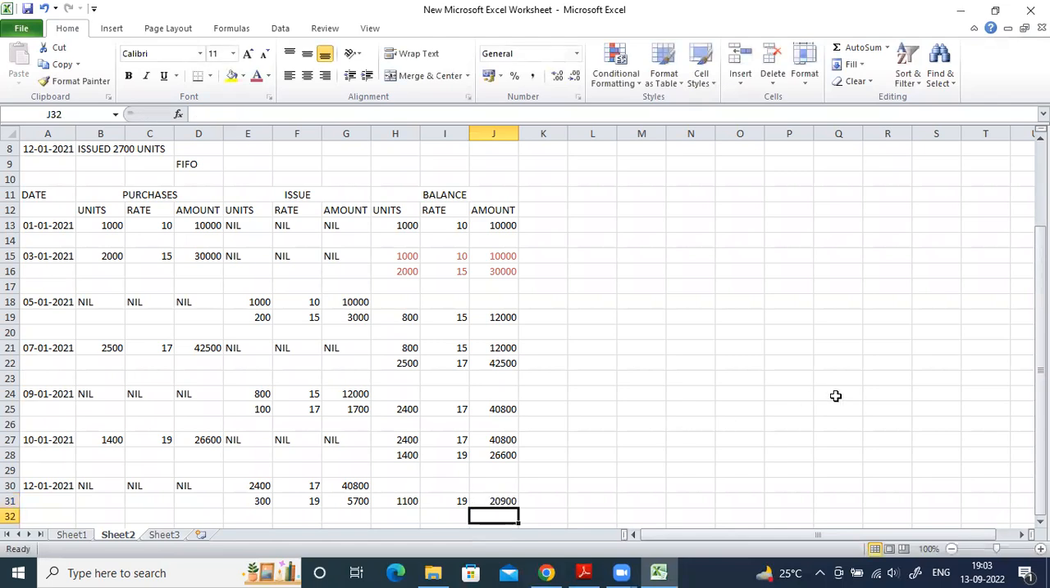This is known as the first in, first out method. Whatever material you purchased first, issue that material first. This is known as first in, first out.